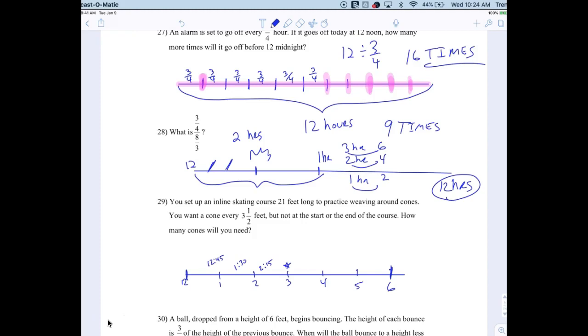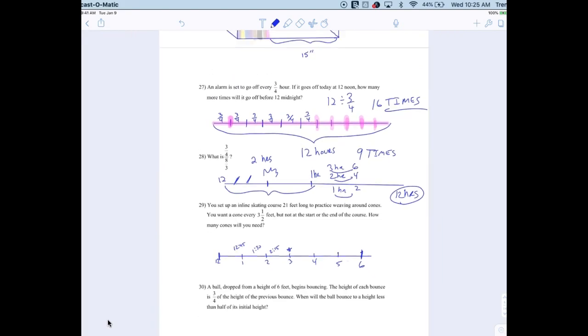All right, so that was a little tricky. All right, no doubt about it, a little tricky. All right, now 28. All right, I want everybody to take a look at 28 for a quick second.